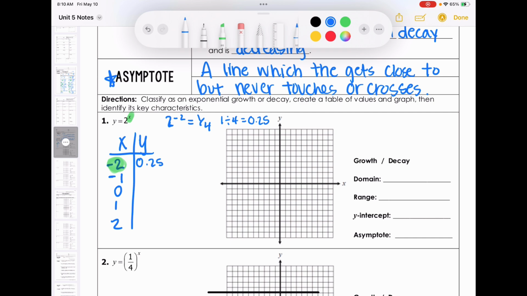All right, then we're going to do -1. So I'm going to do 2 to the -1st power, which gives me 1/2. Then I want to take that and put it as a decimal. So I'm going to do 1 divided by 2, which gives me 0.5. All right, for 0, anything raised to the 0 power is always 1. We talked about that when we did exponent rules, so I'm just going to put a 1. If I do 2 to the 1st power in my calculator, that's 2. And then 2 to the 2nd power is 4.